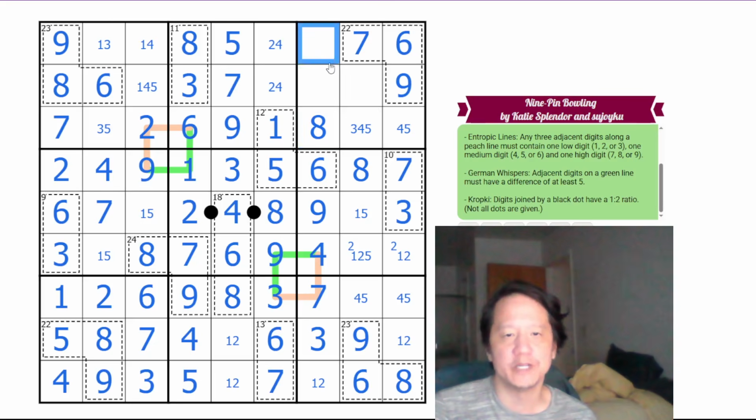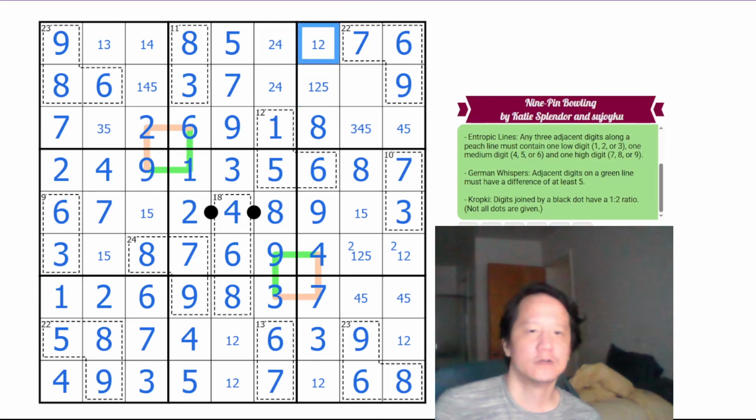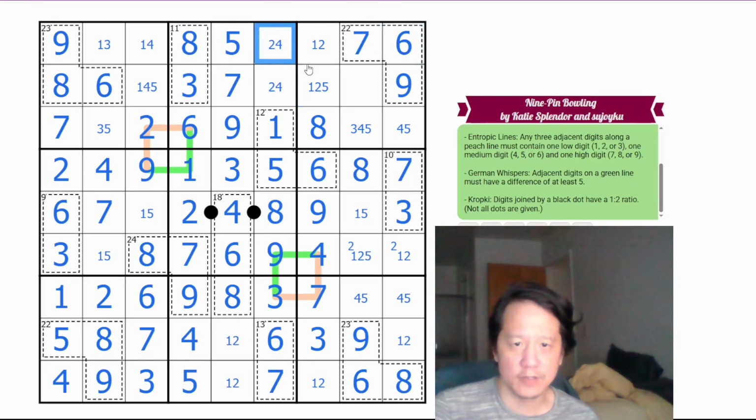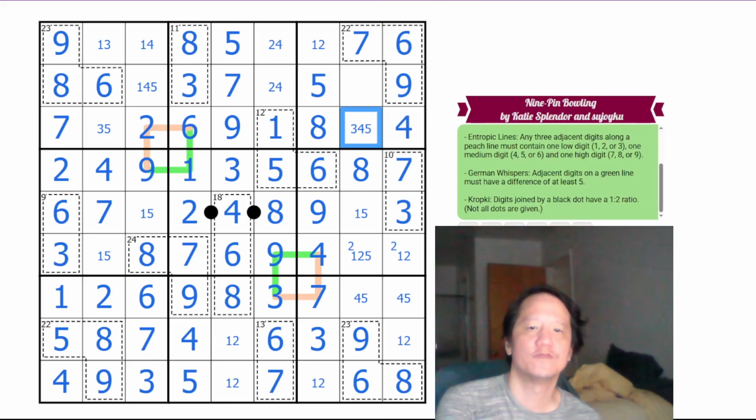That leaves the remaining digits in column 7 as 1, 2, and 5. 5 can't be here. So where is the 5 in column 7? It has to be here. So since this is 5, this has to be 4. This can't be 4, 5. It's 3. 4 eliminates 4 here, so it's 5 and 4. 3 eliminates 3 here, so it's 5.